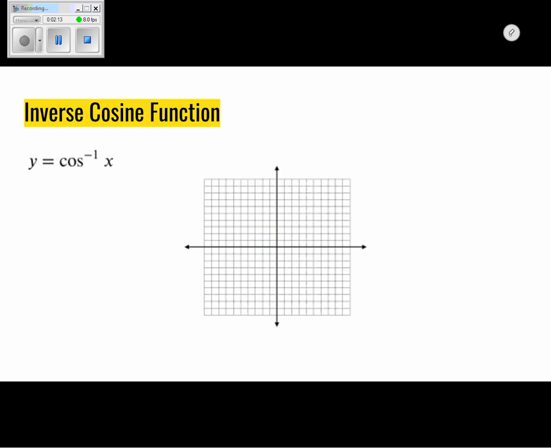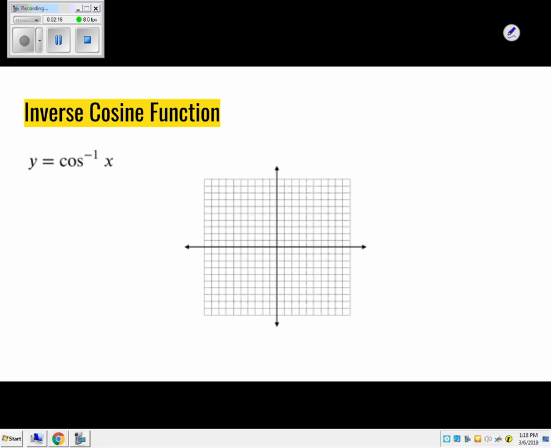Let's try cosine. Cosine starts on the hill. And so I'm good on that, right? It passes the horizontal line test? No, it does not. All right. Sorry. Am I good? Right there. Whew. So that was rough.